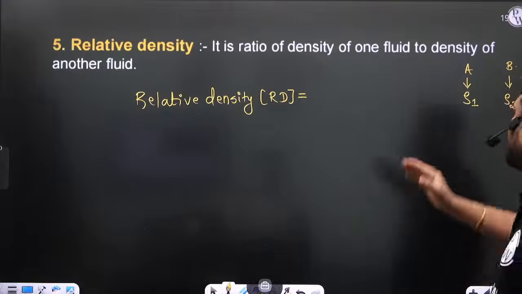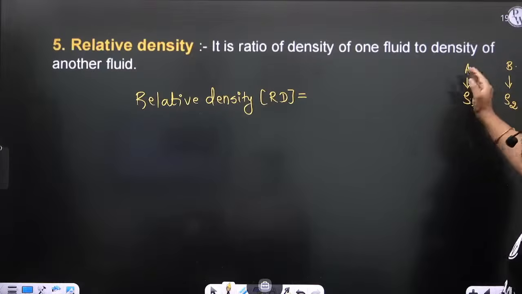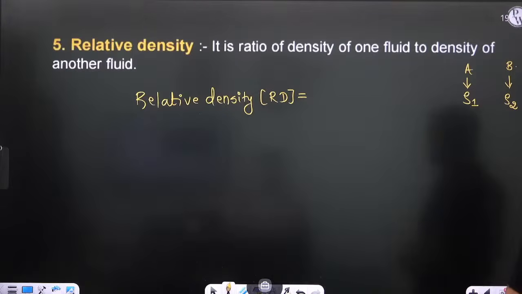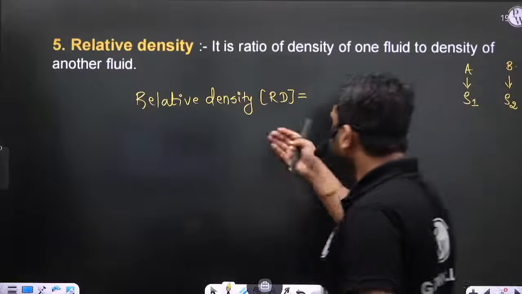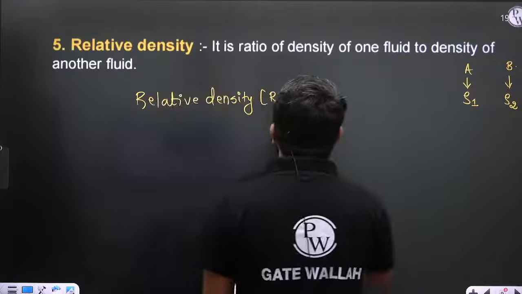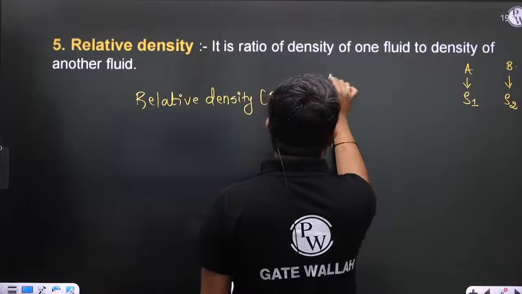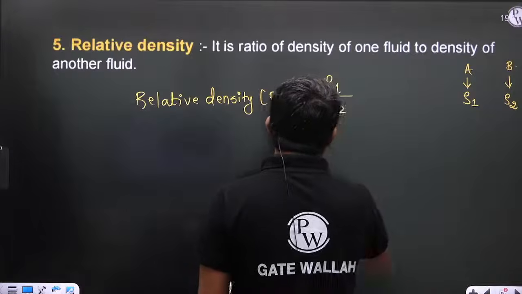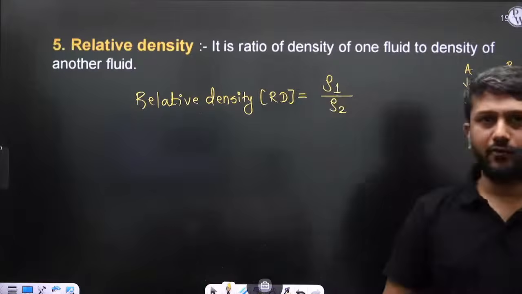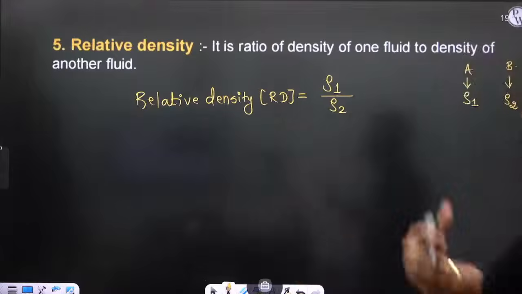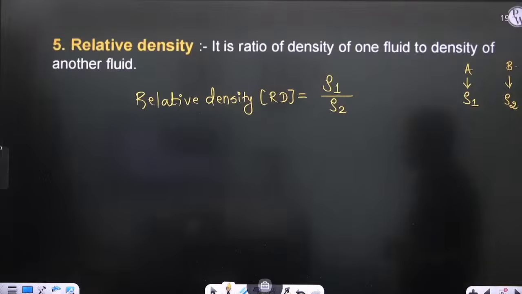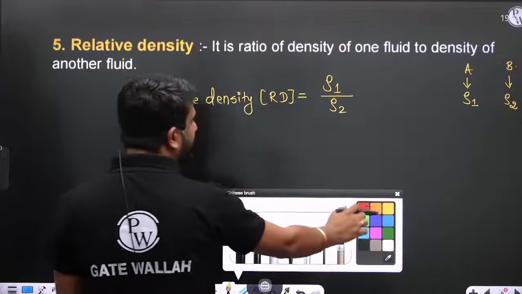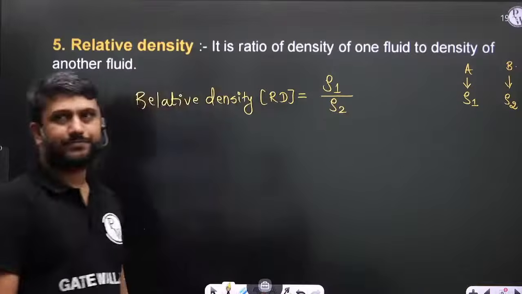So what I am doing here, I am comparing the density of fluid number A with respect to density of fluid number B. So in this case, we can write relative density is equal to rho 1 by rho 2. I am comparing the density of fluid number A with respect to density of fluid number B. Is it clear? So this is the relative density.